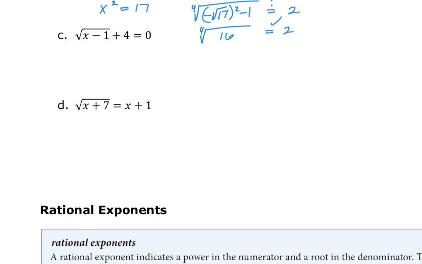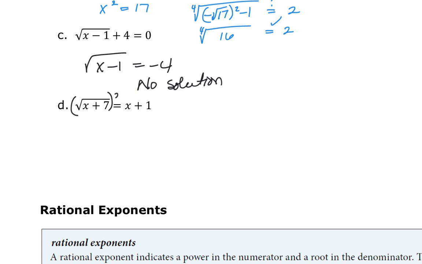Part C here, I'm going to have the square root of x minus 1 is equal to negative 4. I'm going to write no solution. And that's because a square root is never going to equal a negative number, and I don't have to do any other work.